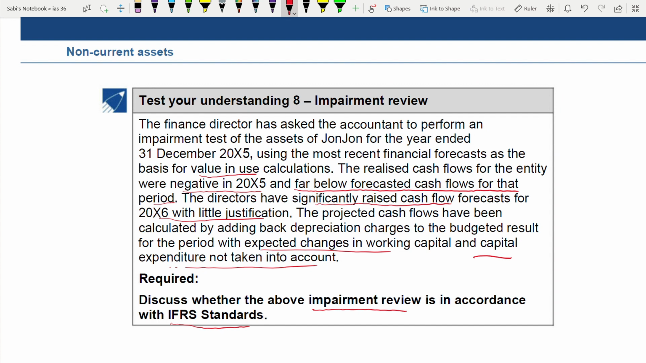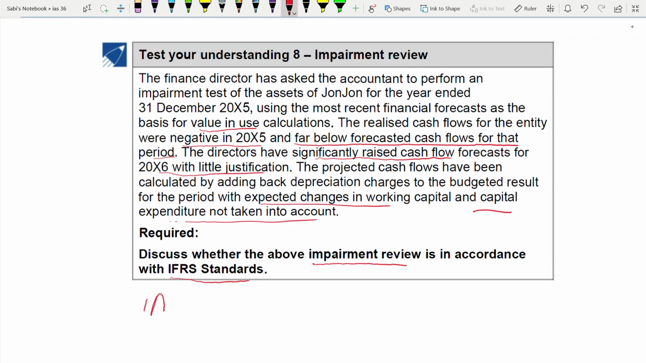Okay, but how do you answer this? When you answer this, you need to first list down the rules of IAS 36. What does IAS 36 say about the impairment review? About the cash. This is about value in use. Value in use means you need to talk about cash forecast. So IAS 36, just now we saw, that there are some rules when you are using cash forecast for value in use. You just cannot use any cash forecast and put it there and then say it's a value in use. It needs to be reliable.